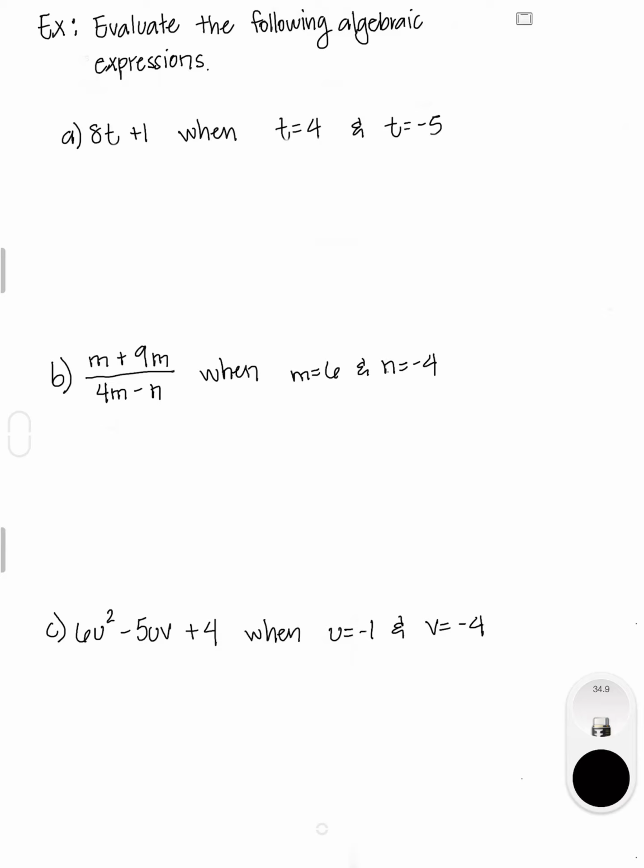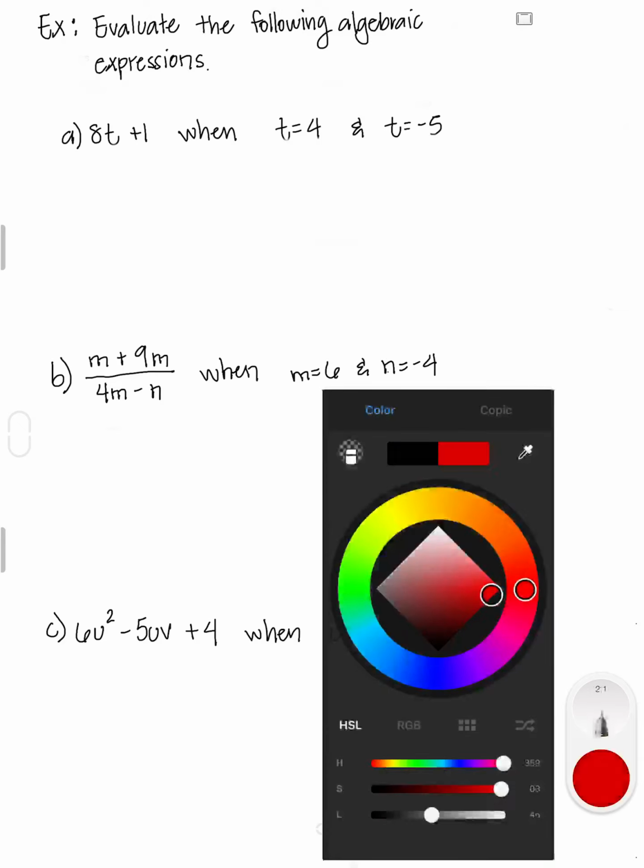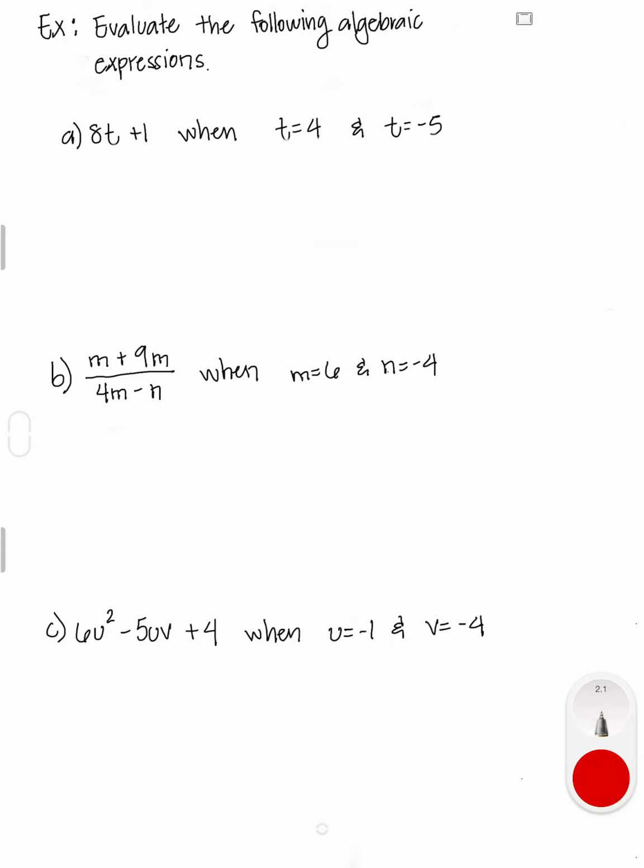When they ask us to evaluate an expression, that means that they will give us a value for the variable that is used in the expression, and we want to see what the result will be if the variable is this value that is given to us. So in this case, we have t as a variable, right? And then they are giving us t equals 4 and t equals -5. So let's begin with t equals +4.